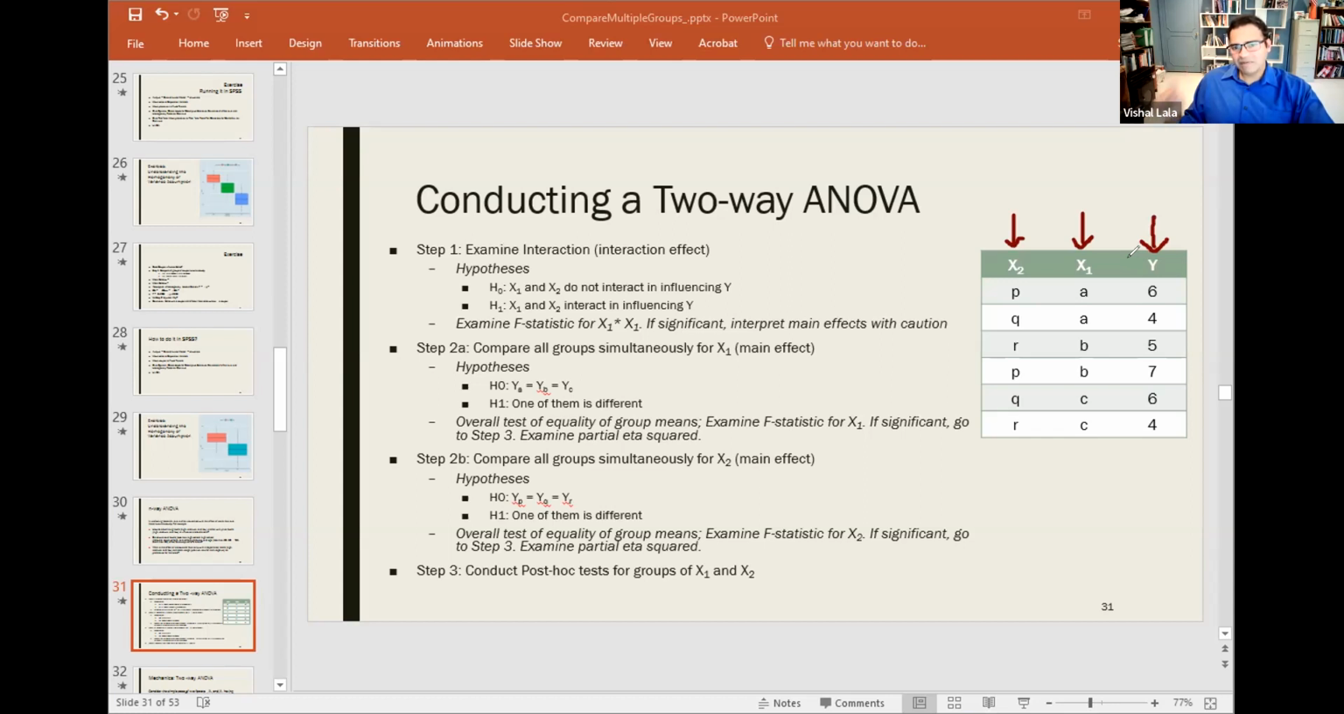But before we can examine the main effects, what we need to examine is the effect of x1 times x2. Specifically, examining the joint effect of x1 and x2. In other words, do x1 and x2 interact in influencing y? By default, we're going to assume here that no, they don't. H0 is x1 and x2 do not interact in influencing y. That is, whether you look at them individually or separately, it's no different. H1 is saying x1 and x2 interact in influencing y.